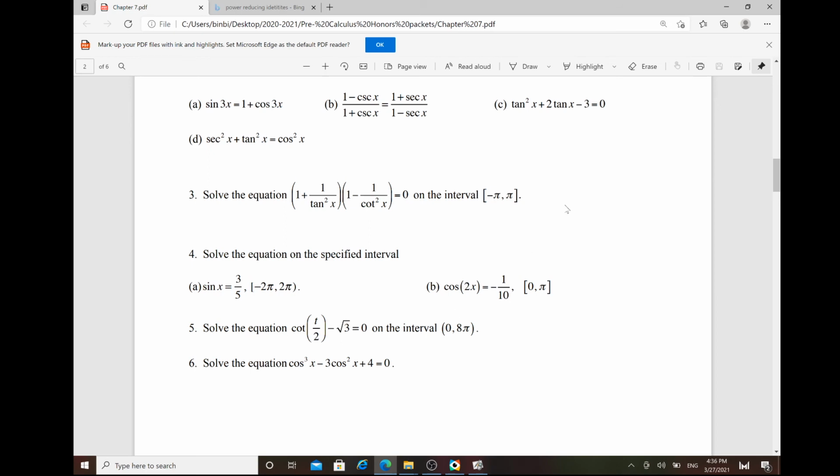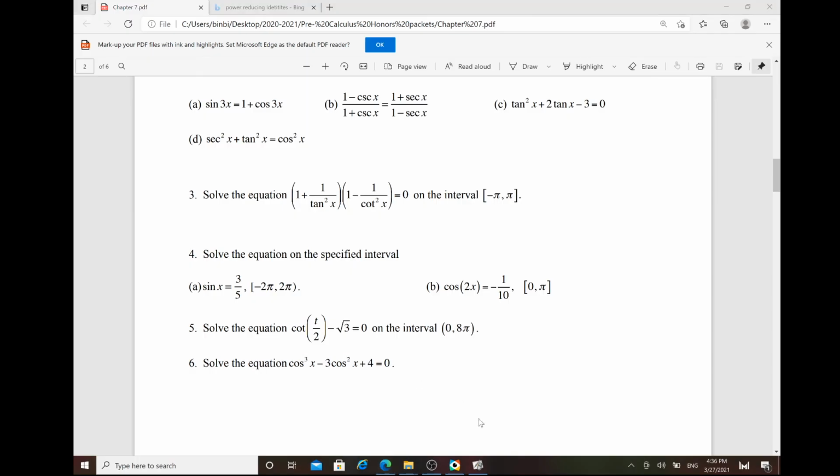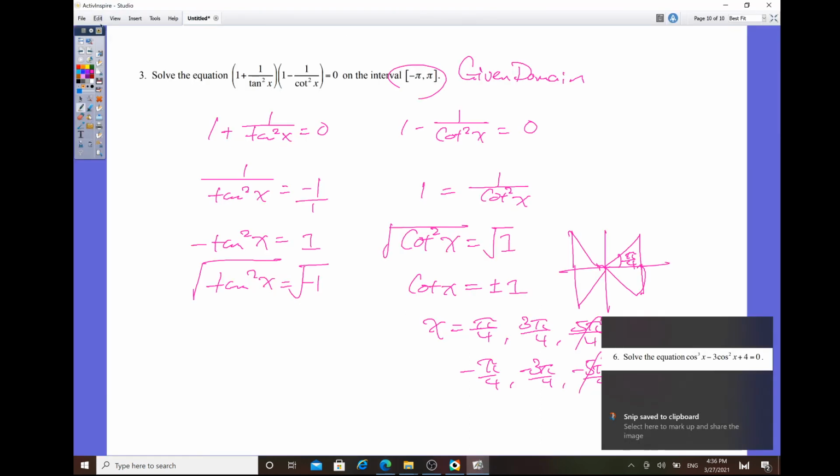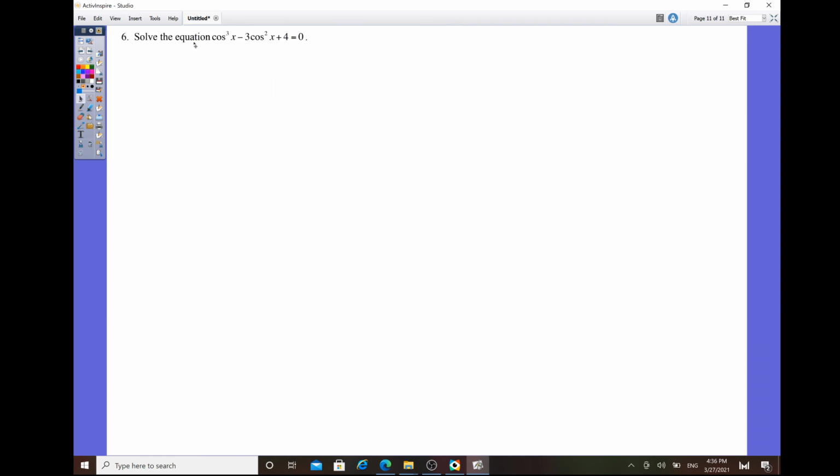But for number 6, that's the last one I would like to talk about here. Okay, so solve the equation. And it looks like this one is non-factorable. So what happens if that's non-factorable? Going back to what we did in chapter 3, polynomial.